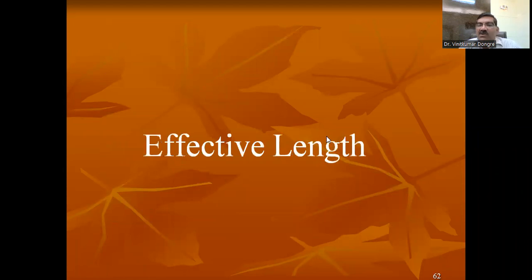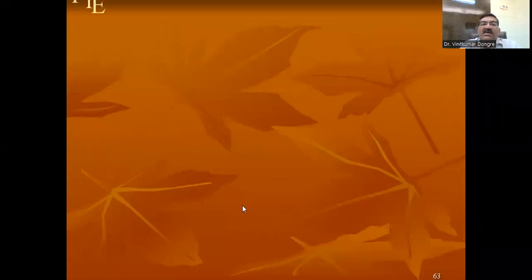Now, the next parameter is the effective length. Do you have any idea what the effective length is? It is also called the electrical length. What is the effective length of an antenna?